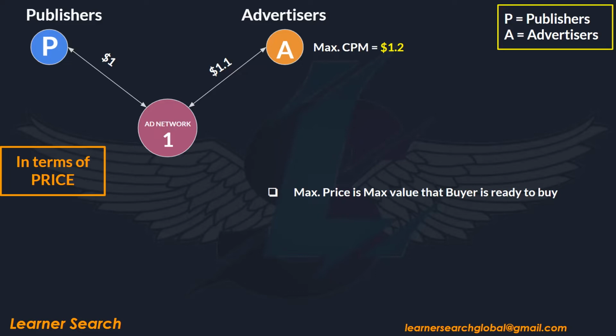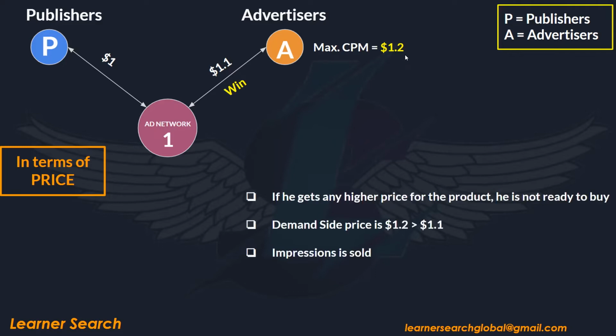He also sets that value in the system in such a way that it won't accept more than that. We will discuss that later, but for now, just for our understanding, let's assume the maximum CPM set by the advertisers. Whatever advertisers they have, for one of the advertisers, the maximum value is $1.2. So what happened here? Demand side. If he gets a higher price for this product, he's not ready to buy. It means the advertiser is not ready to buy if the price is higher than $1.2.